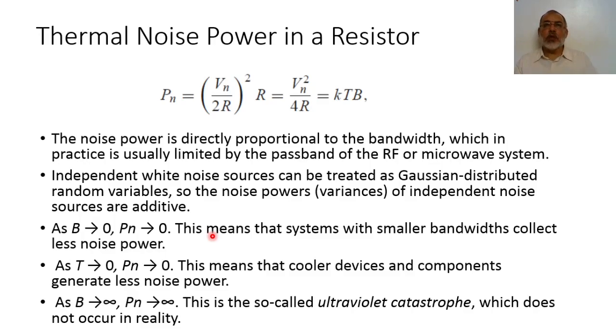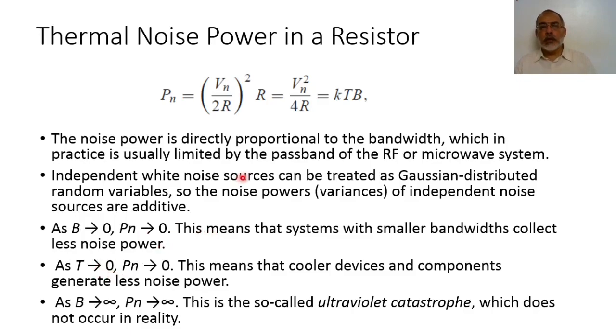For example, if I'm talking about the spectrum analyzer, the noise floor of the spectrum analyzer depends on the operating bandwidth of the spectrum analyzer. So by reducing the bandwidth, we will find that the noise floor of the spectrum analyzer will be reduced. If I reduce the bandwidth 10 times, the noise floor will be reduced 10 dB, and so on.